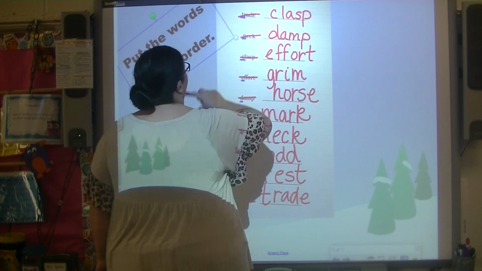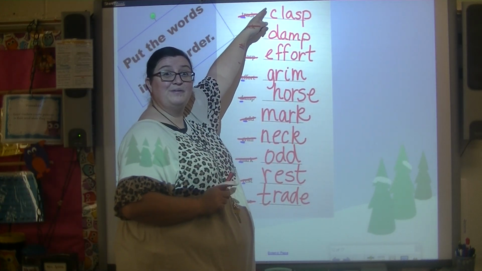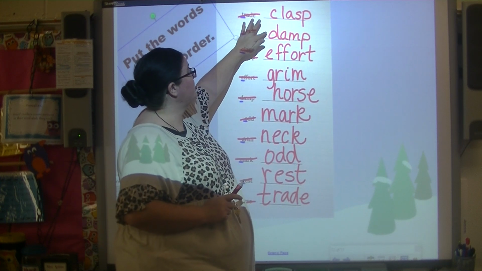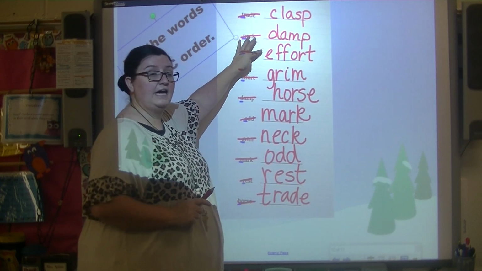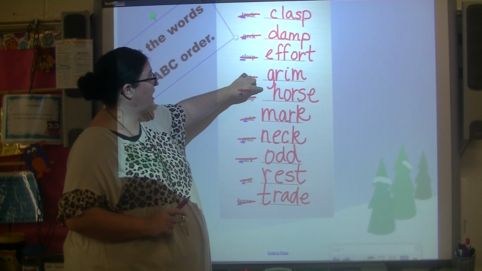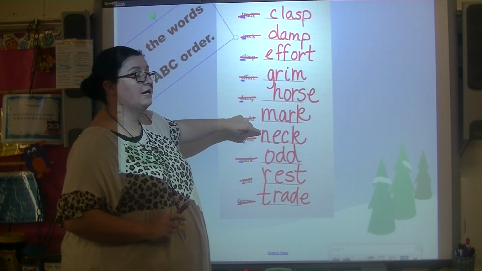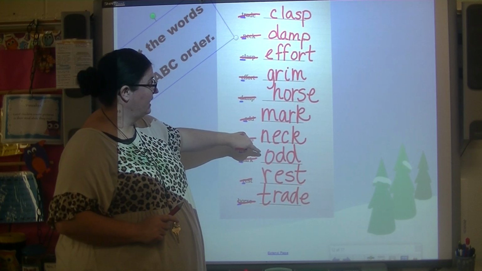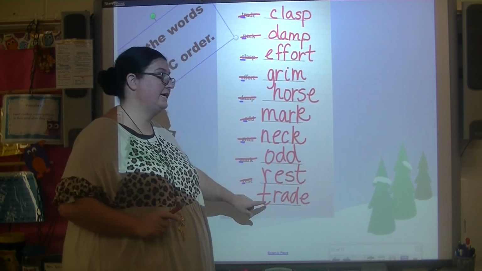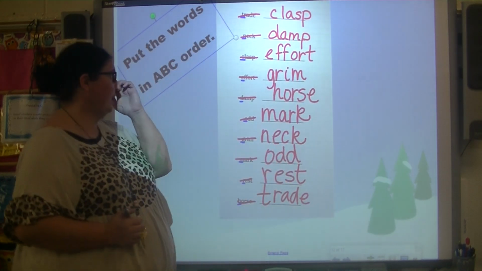Now we can say our alphabet. All right, let's hope we move down each time. A, B, C, D, E, F, G, H, I, J, K, L, M, N, O, P, Q, R, S, T. Were we able to move down? Yes, we are. So here's your correct order.